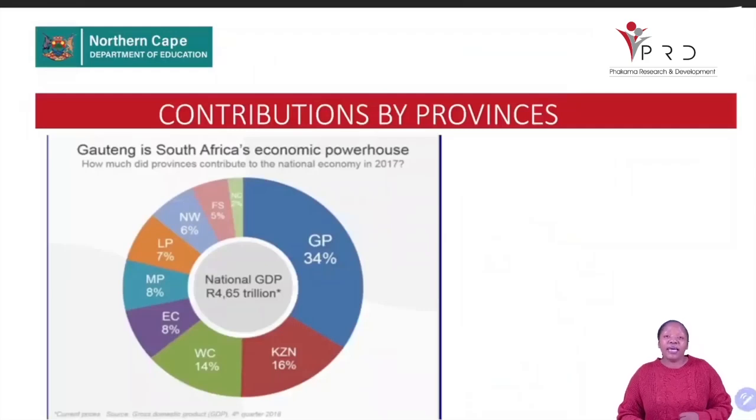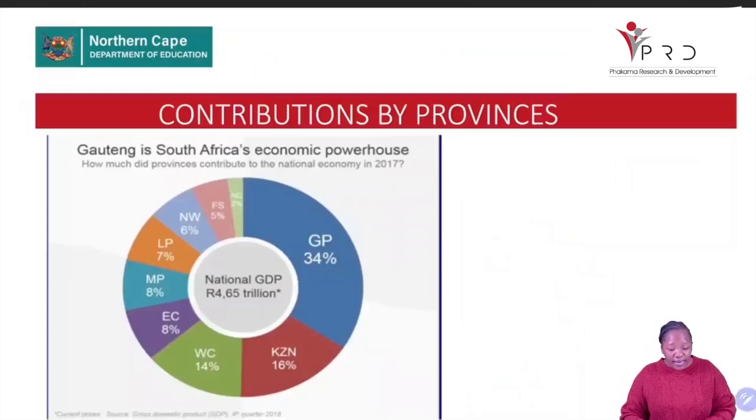Then secondly, after your GP, which is your Gauteng province, we've got the KZN, which is KwaZulu-Natal, with the 16%. So again, you will remember why KZN is the second province to contribute to our GDP. It's because they have the ocean, which means they attract a lot of tourists or a lot of visitors. So hence they are contributing the second to the GDP.